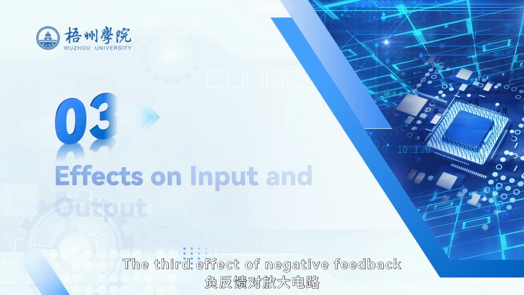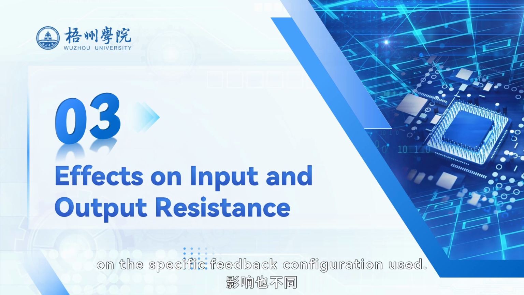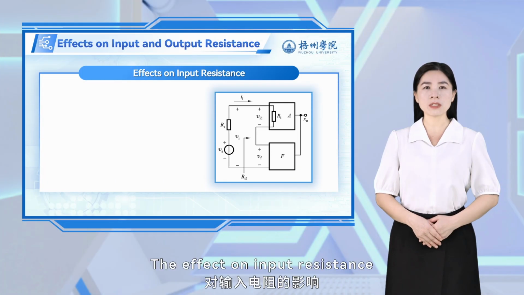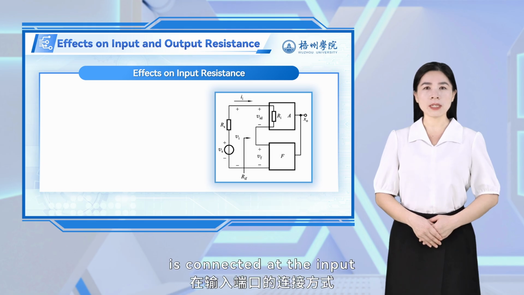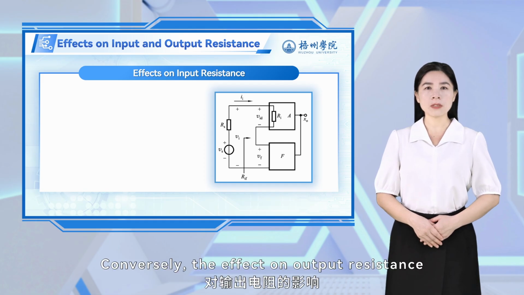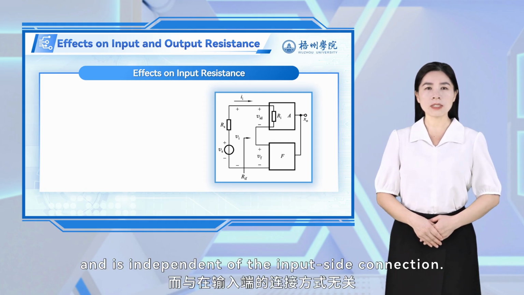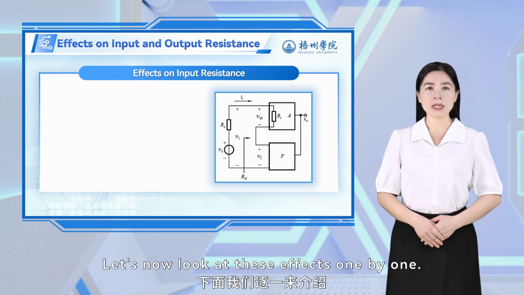The third effect of negative feedback on amplifier performance is its effect on input and output resistance, and this effect depends on the specific feedback configuration used. The effect on input resistance depends on how the feedback network is connected at the input and is independent of the sampling method. Conversely, the effect on output resistance depends on how the output signal is sampled and is independent of the input side connection. Let's now look at these effects one by one.